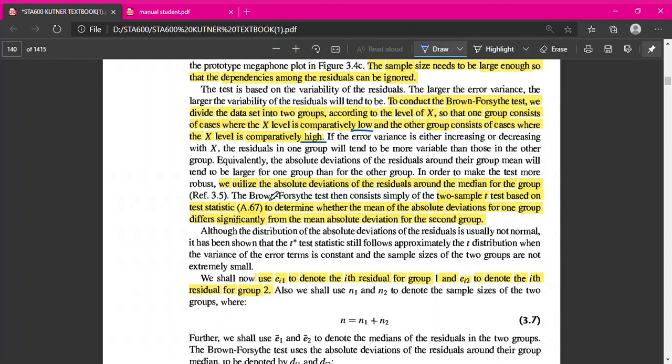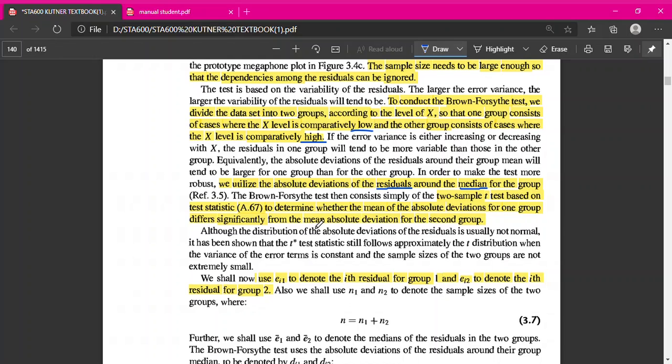Then we utilize the absolute deviation of the residuals around the median for the group. After we divide the data into two groups, we need to find the residuals for each group. You know how to find the residual, which is the observation y_i minus the predicted value y hat. So of course you need to find the y hat, which is the regression line or regression function for each part, low and high. Once we have the residuals, we need to find the median, because we want the absolute deviation of the residuals around the median. So we need to find the median of the residuals for each group.